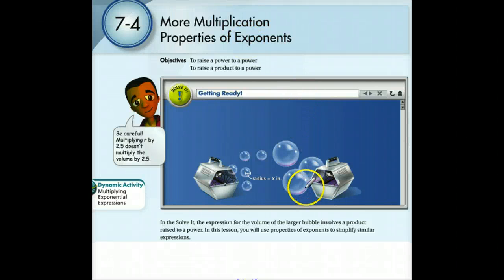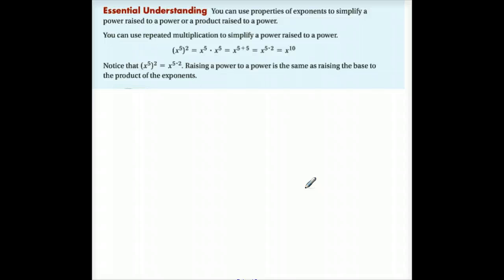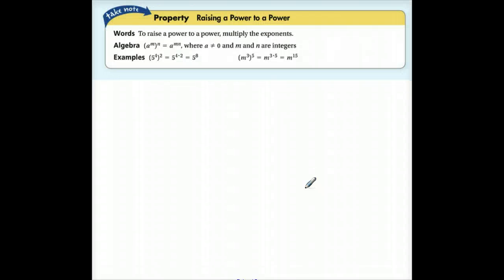Lesson 7-4, more multiplication properties when working with exponents. We're going to go through a couple more that you might have learned already and review them. All right, I'm going to go right to our first property, raising a power to a power.